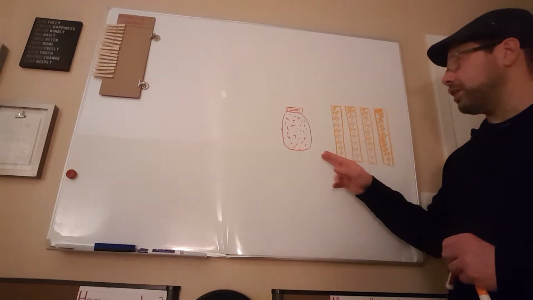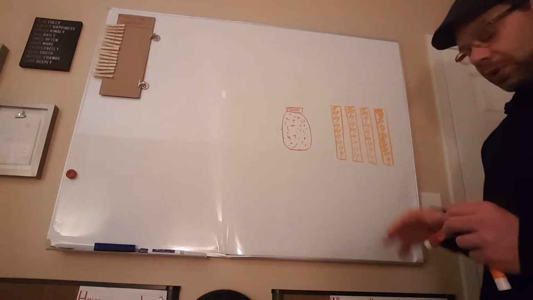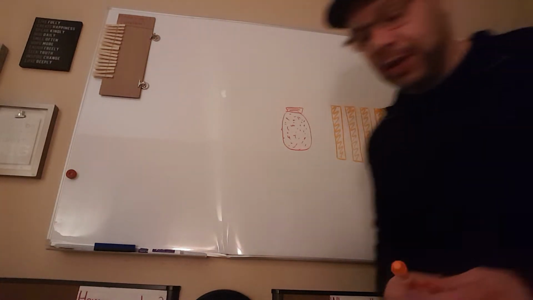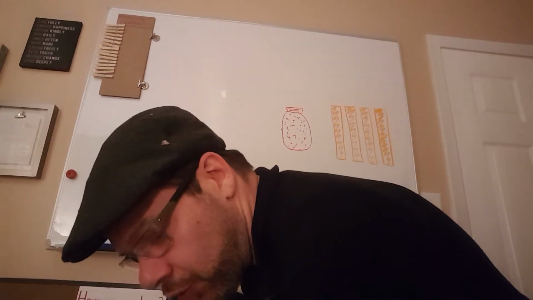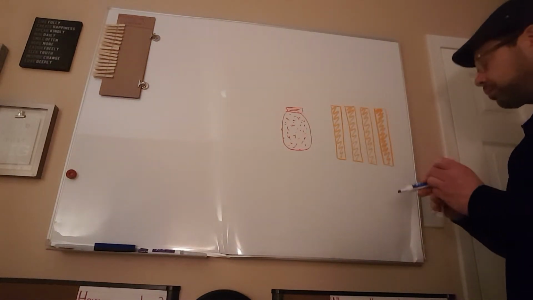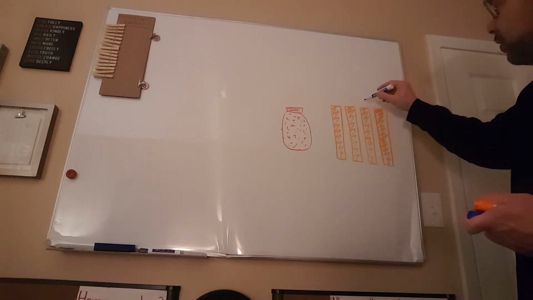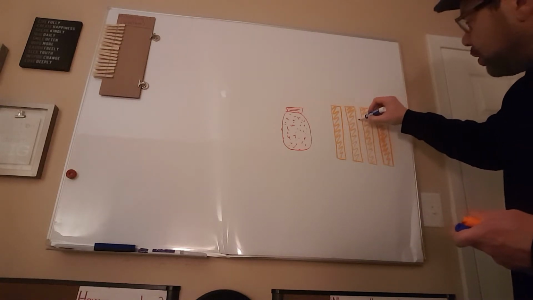Okay, but we're taking 20 away. So if we're taking 20 away, I'm going to go ahead and use a different color and cross that out. So if we're going to cross out 20 of those, again, each of these is 10. I'm going to cross out 20 of those.